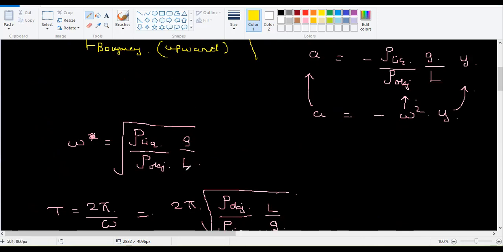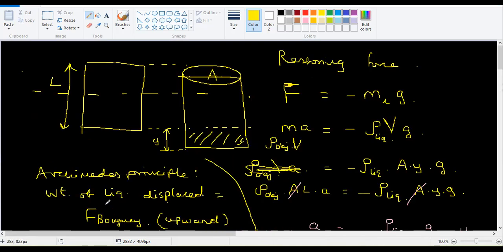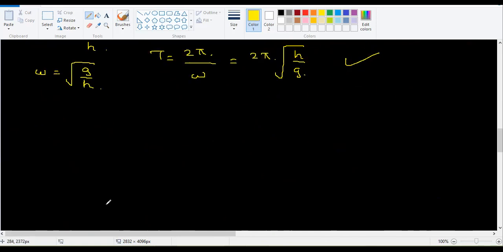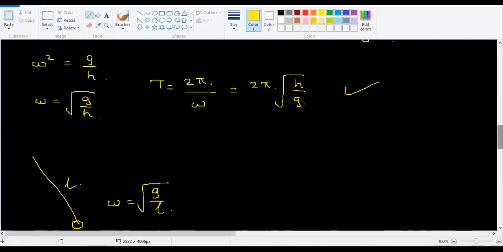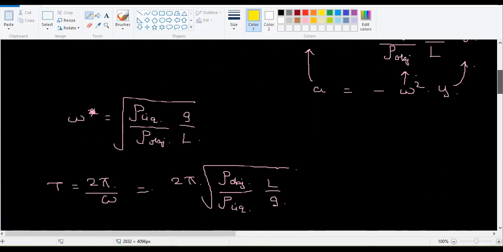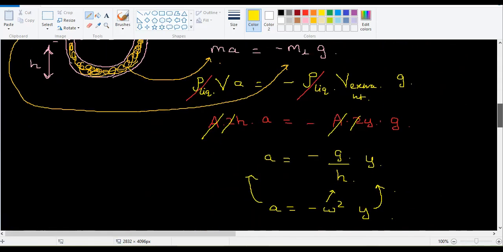If you take the omega, it will be g by L here. Here also it will be g by h instead of L. Similarly, if you go back and check your last class derivation, you would have got omega is equal to g by l for the pendulum, length of the pendulum. So the pattern will repeat. Here it is g by l, here it is g by h, here it is g by l. You can see it's the same pattern repeated everywhere.